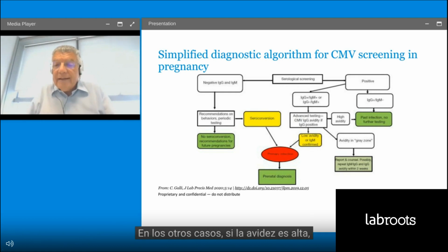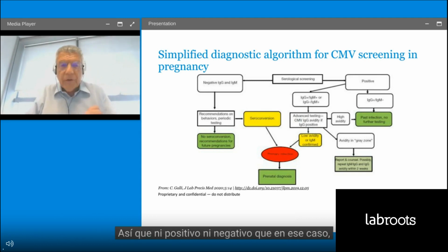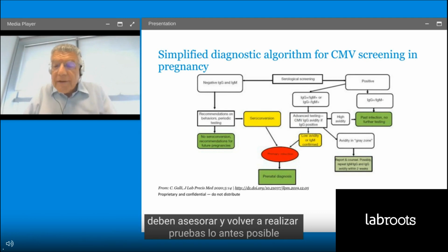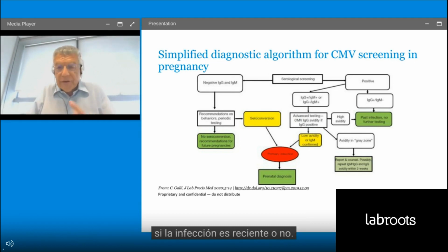In the other cases, if the avidity is high, this is definitely a prior infection, so no further testing is recommended. A gray zone may happen, because all CMV IgG avidity assays do have a gray zone, so neither positive nor negative. In that instance there should be counseling and retesting as soon as possible, within a couple of weeks, to try and sort out if the infection is recent or not.